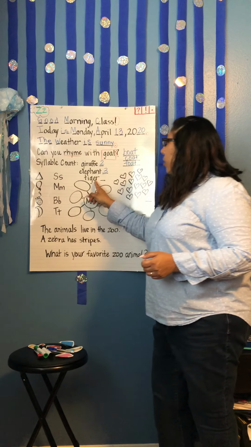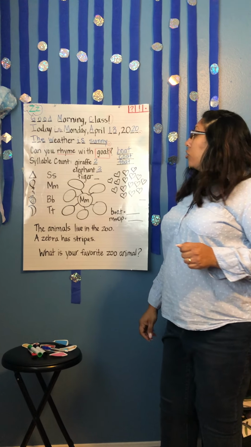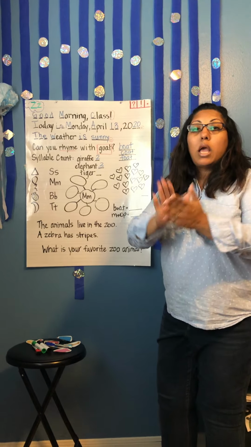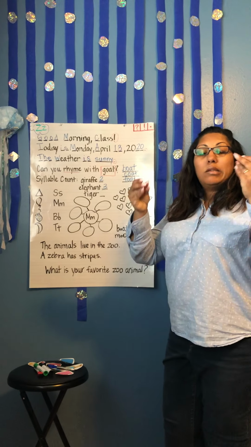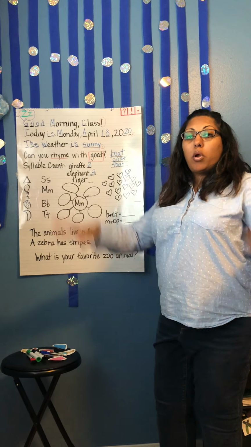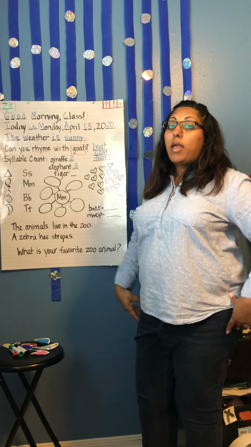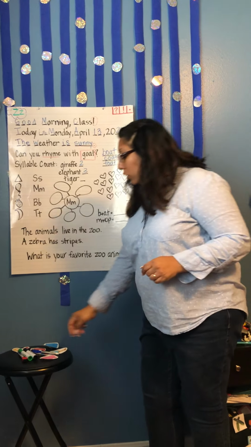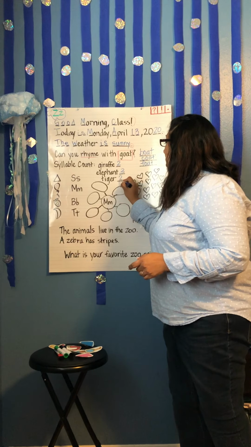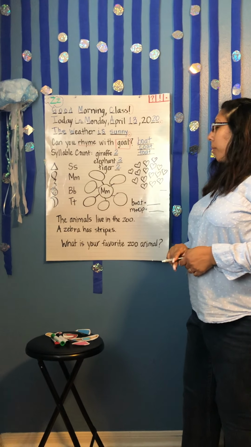Then we have our next word, a tiger. So let's clap that one. Tiger. Snap it. Tiger. Body part. Tiger. And count. 1, 2. How many syllables? That's right, boys and girls. 2 syllables in the word tiger.